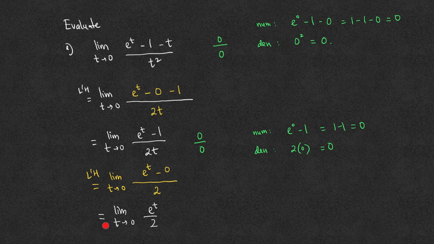The answer to this limit is the answer to the given limit, but we treat this limit as a new problem. If this is a new problem and we want to find the limit of this expression, we simply plug in t equals 0 to get e^0 over 2, which is 1/2. This 1/2 is the answer for the given limit problem.